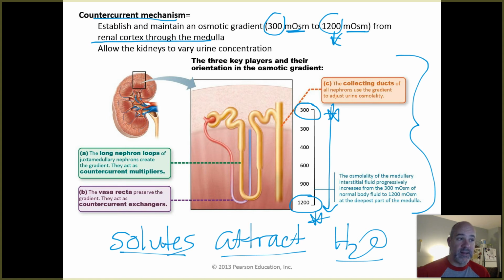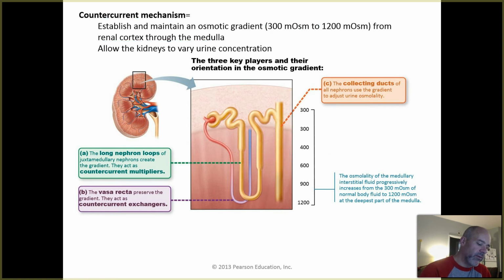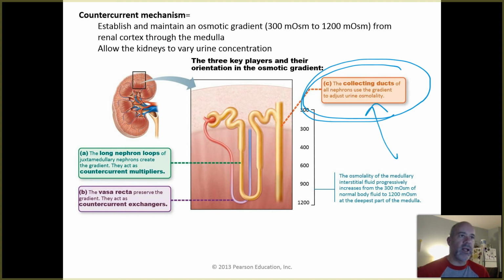The reason this is necessary, if we look over here, here's a collecting duct. Let me erase what I've written so far. This is a collecting duct. And notice what it says here on the diagram. The collecting ducts are going to use this gradient. The collecting ducts pass through the renal pyramids, so they're passing through the medulla.